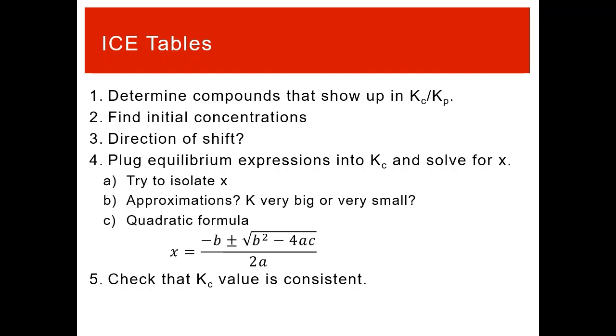And then you can always check your answer at the end. Is the Kc value consistent with the concentrations you got? You're saying these are the equilibrium concentrations. Do they combine to give you the Kc value that you started with, or that was given to you, or the Kp value, whatever the equilibrium constant is?